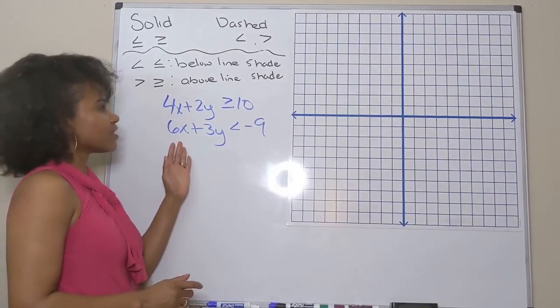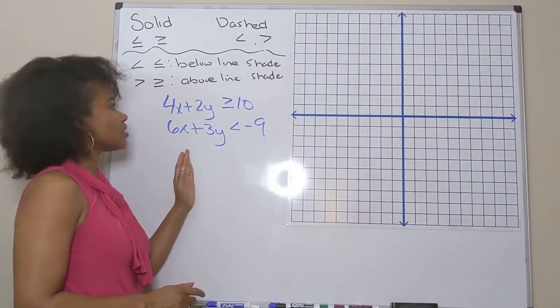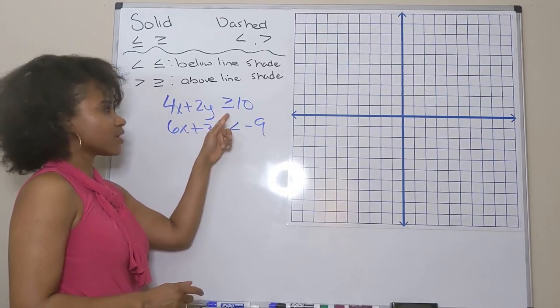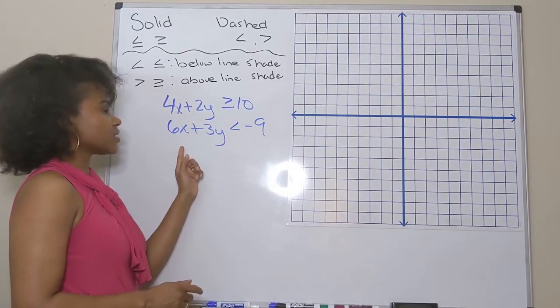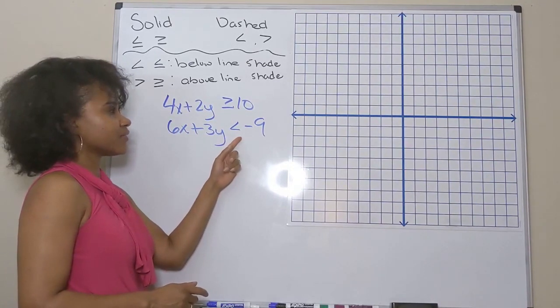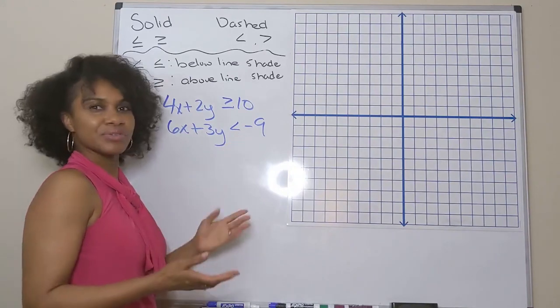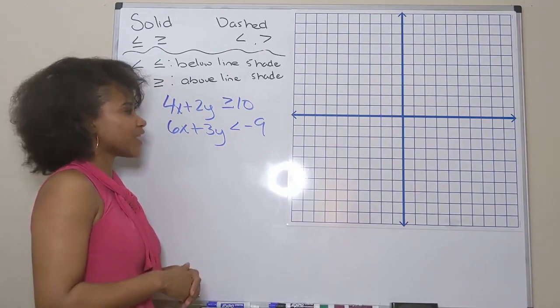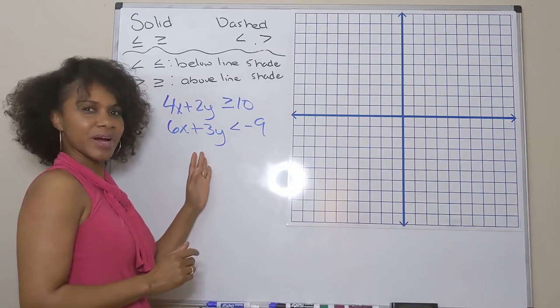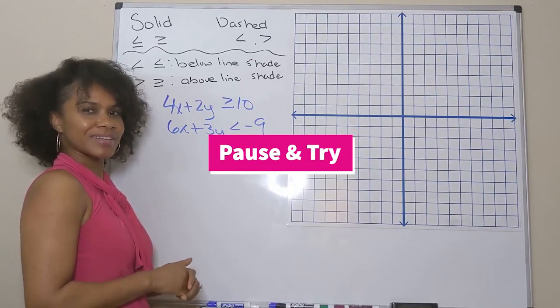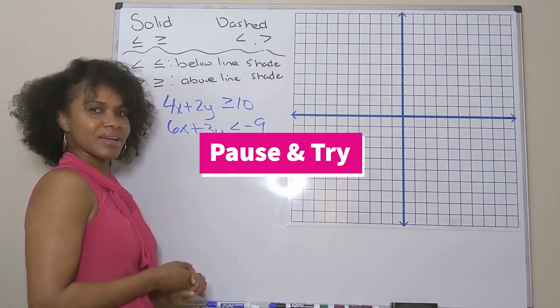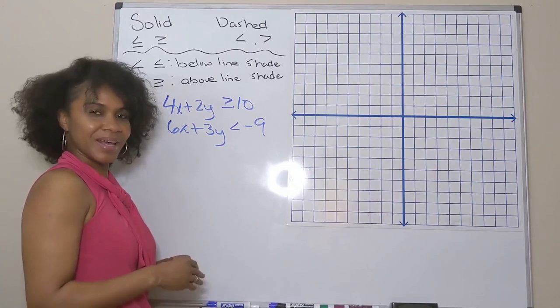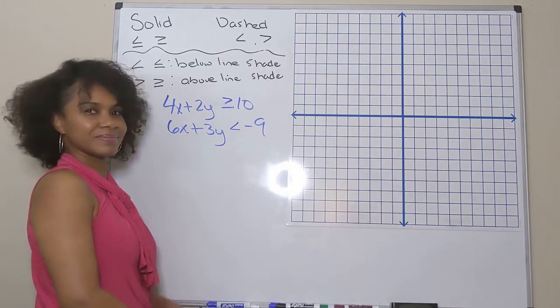All right, so I have another system of linear inequalities. 4x plus 2y is greater than or equal to 10. 6x plus 3y is less than negative 9. I would like for you to try this on your own. So get some graph paper and try to graph this system of linear inequalities on your own. So go ahead and pause the video and try this one on your own.